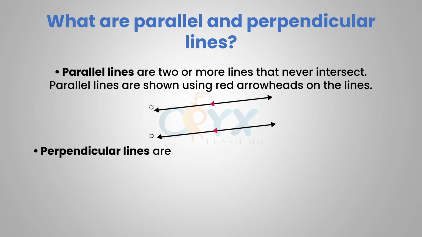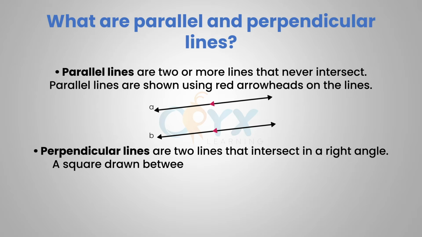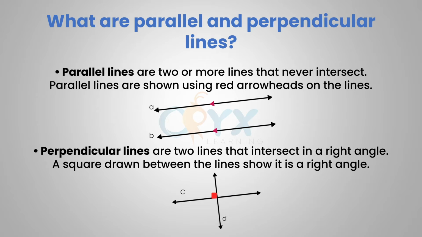Perpendicular lines are two lines that intersect in a right angle. A square drawn between the lines shows it is a right angle. So again, as we can see in the diagram, line C and line D intersect in a right angle, and we know it's a right angle because of the square drawn at the corner where they intersect.